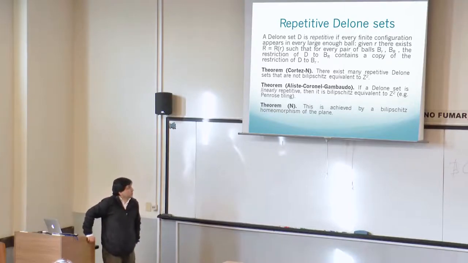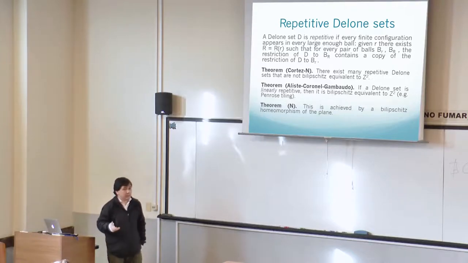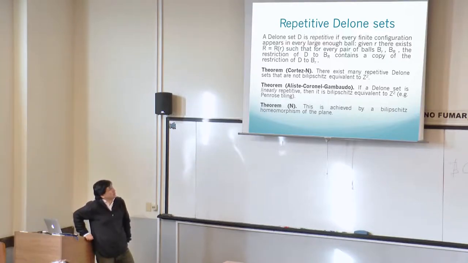What happens with the Penrose tiling is that it is not only a Delone set, which is aperiodic, but it has a complementary property, which is very nice: it is almost periodic, which means that every pattern in the tiling appears, or is copied, in almost every part of the tiling. The technical notion here is what is called repetitive. So the definition is there.